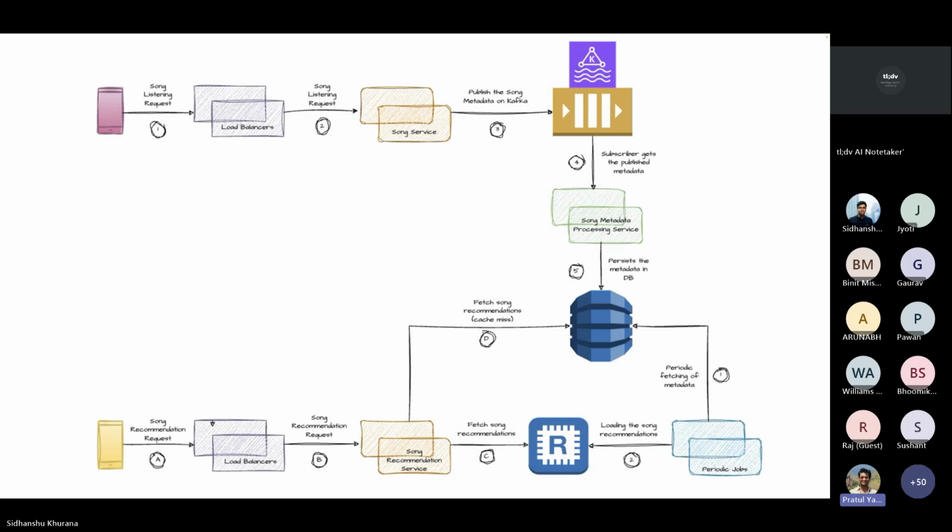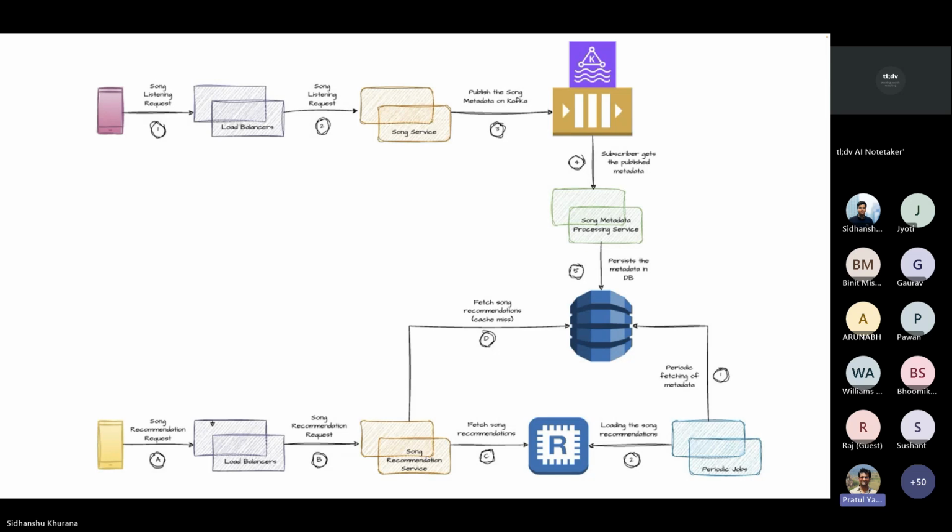So again, the request will go through the load balancers and the song recommendation service will first try to fetch whatever song recommendation I can give to this user using a cache, right? So the caching layer here is Redis, which is a persistent cache. And how this Redis is getting this data is, on the extreme right, you can see there are some periodic jobs which are already fetching this data from DynamoDB, which is considering this data from the write path, and it is flooding it into the Redis DB, right?